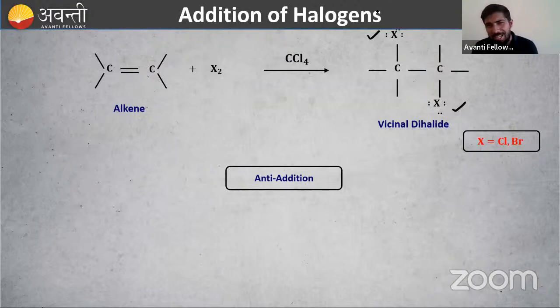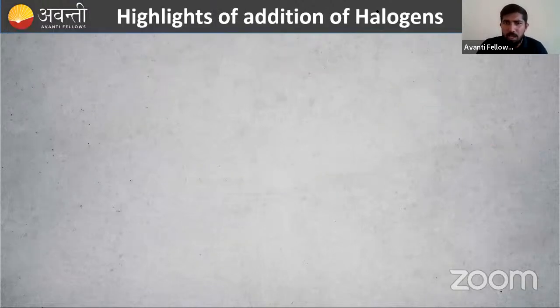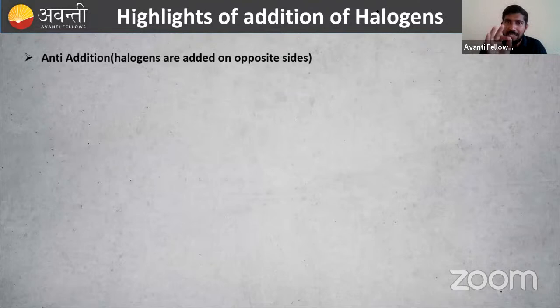Actually, there is a mechanism behind this also, but it will be more confusing for you. For the time being, I'm not adding that mechanism. You will study it later also. You have to study these halogenation reactions. Then what are the important points of halogenation? Addition of halogen is anti-addition. What is that? Halogens are added to the opposite side, right?